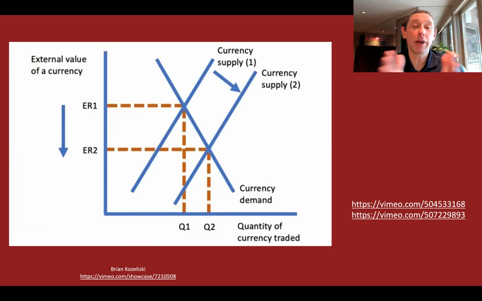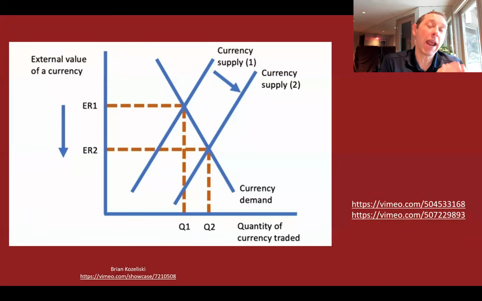Ultimately, what we're talking about here is that supply and demand for goods and services creates supply and demand for currencies, which subsequently moves exchange rates. Okay, that's the whole idea with the balance of payments theory to describe what the exchange rate should be.